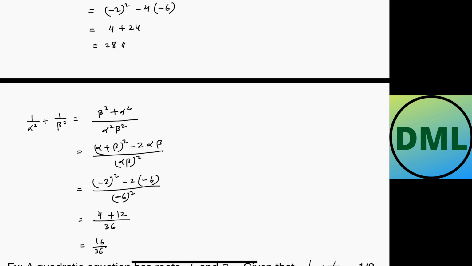If I divide it with 4, that will be equal to 4, and 4 times 9 is 36. My answer will be 4 over 9. Let's see one more example here.